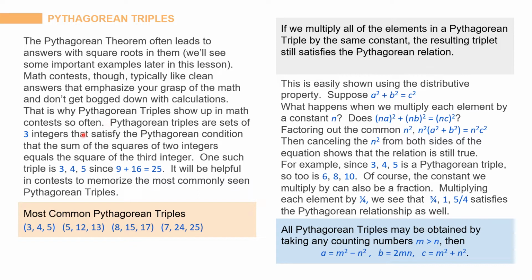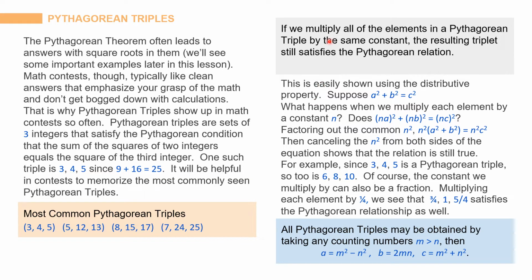Pythagorean triples are sets of three integers that satisfy the Pythagorean condition that the sum of the squares of two integers equals the square of the third integer. One such triple is 3, 4, 5, since 3 squared plus 4 squared is equal to 5 squared. It will be helpful in contests to memorize the most commonly seen Pythagorean triples. These are 3, 4, 5; 5, 12, 13; 8, 15, 17; and 7, 24, 25.